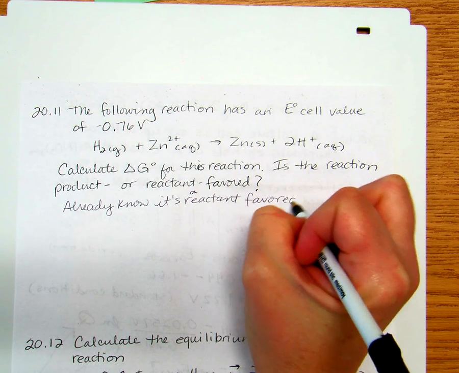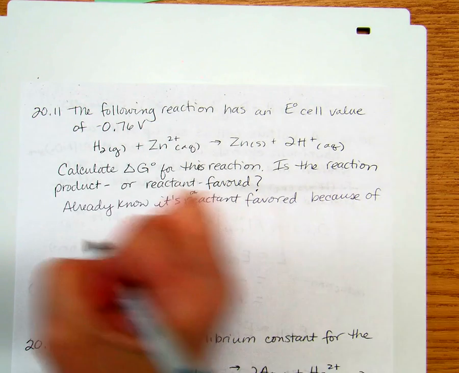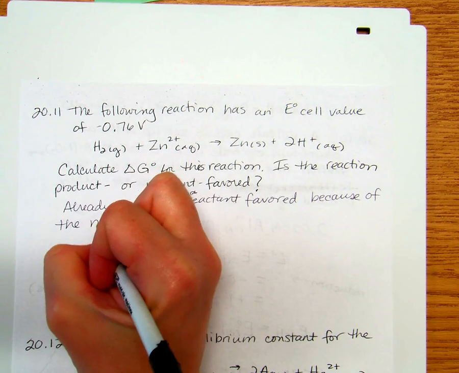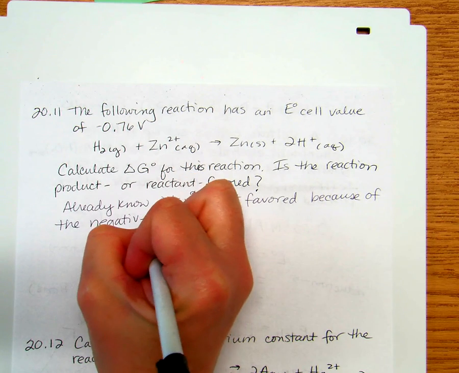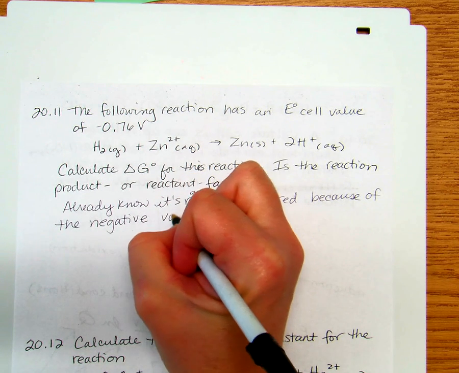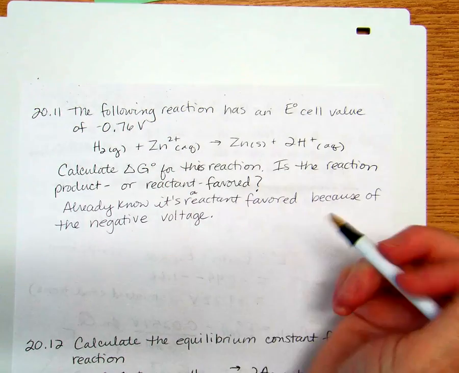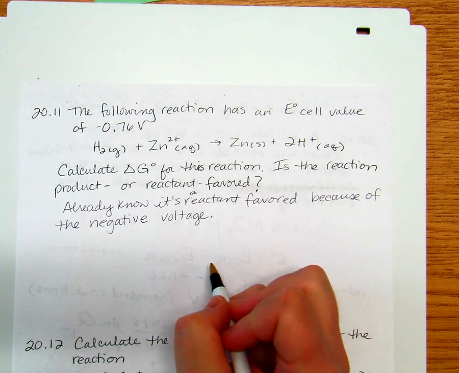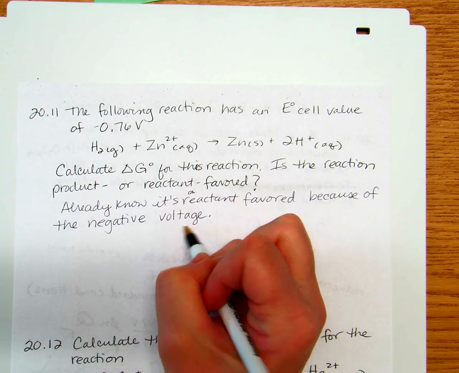And the reason for that is because the voltage is negative. When you calculate the voltage and it comes out negative, that means it will produce that electric current spontaneously on its own without trying. Or it's a battery, it can provide that much voltage.